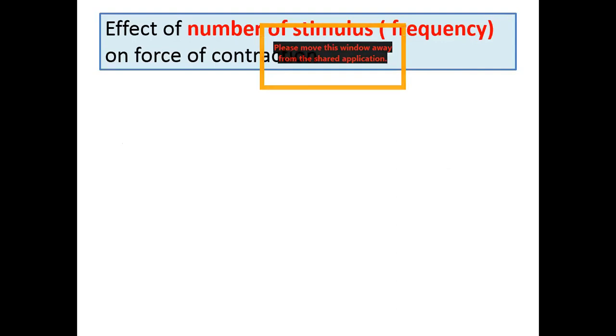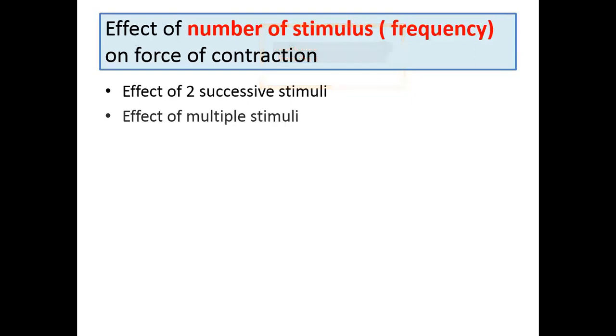Then coming to the next factor which can affect the force of contraction is the number of stimulus, or the frequency of the stimulus. How does it affect the force of contraction? Now, the frequency of the stimulus can be two successive stimulus, or it can be multiple stimulus. Okay, it can be two successive. Two successive means one after the other. Okay, so what is the effect of two successive stimulus, and what is the effect of multiple stimulus on the force of contraction? We'll see in the next slides here.